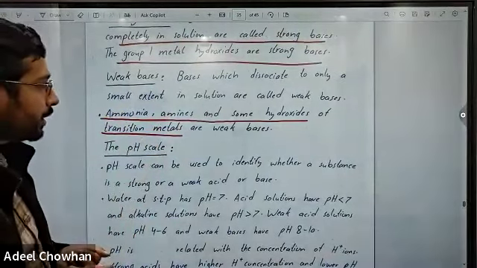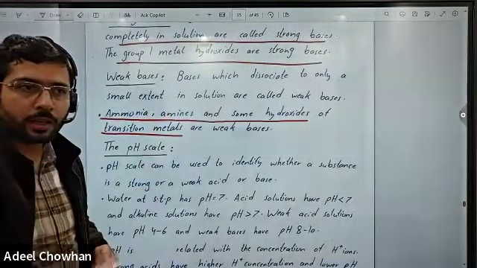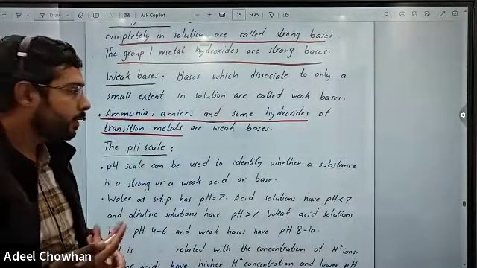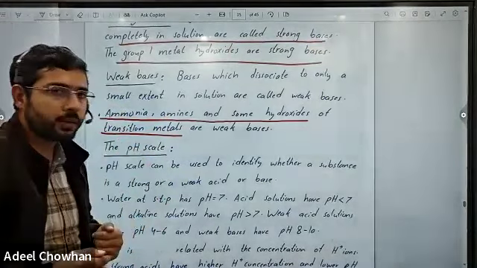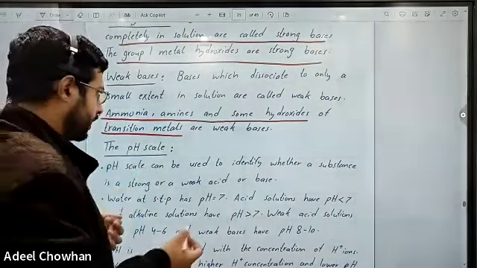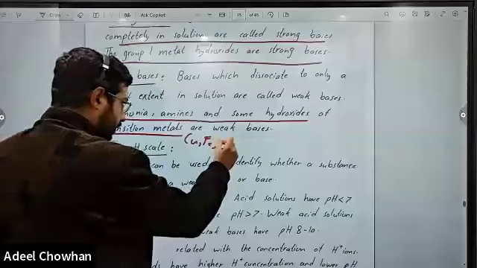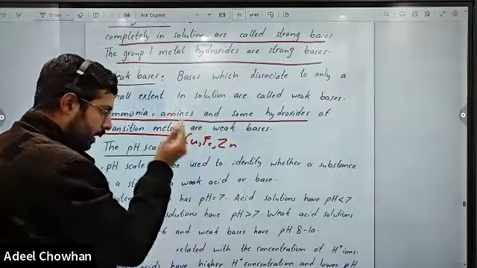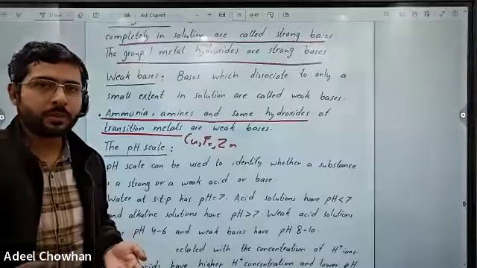The amines are basically the functional group of organic compounds, which we will discuss later on in organic chemistry. And then at the end, we have the hydroxides of the transition elements. The transition elements can be copper, iron, zinc, etc. So the hydroxides of these elements indicate the weak bases.